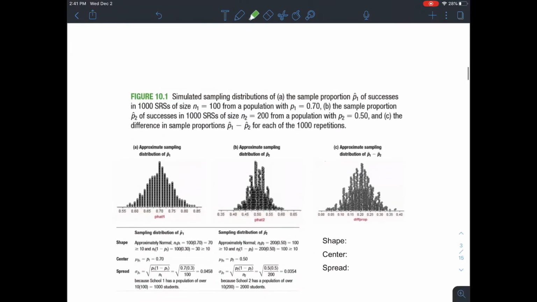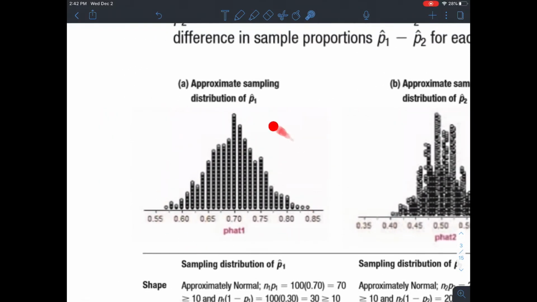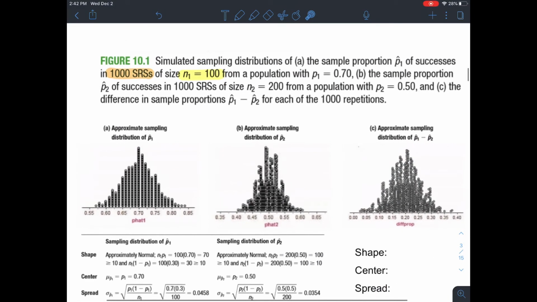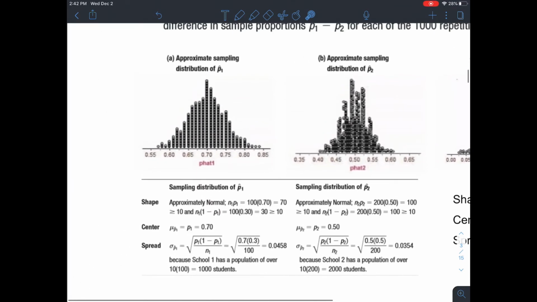As you look at these graphics below, what we're seeing is that if these counselors were to repeatedly do that 1,000 times, from school number 1 they're going to do 1,000 samples of size 100. They're going to ask them, how many of you did your homework? Calculate that proportion. That's what we're seeing right here. Those 1,000 dots represent the proportion of students who did their homework from each of those samples. Then counselor 2 also does 1,000 simple random samples of size 200. That's what we're seeing in this middle dot plot here.